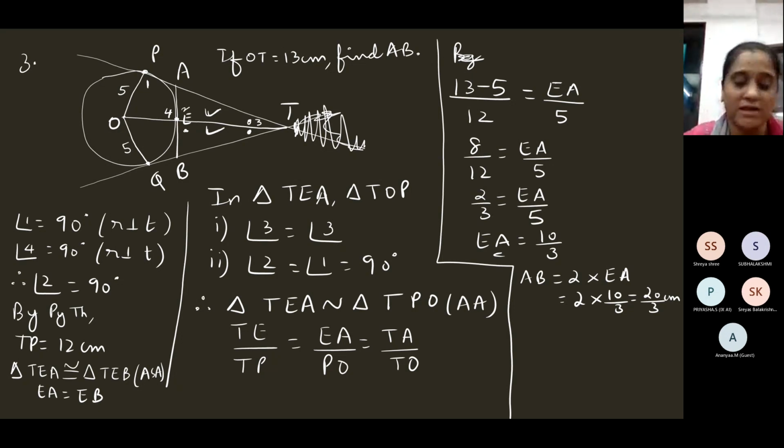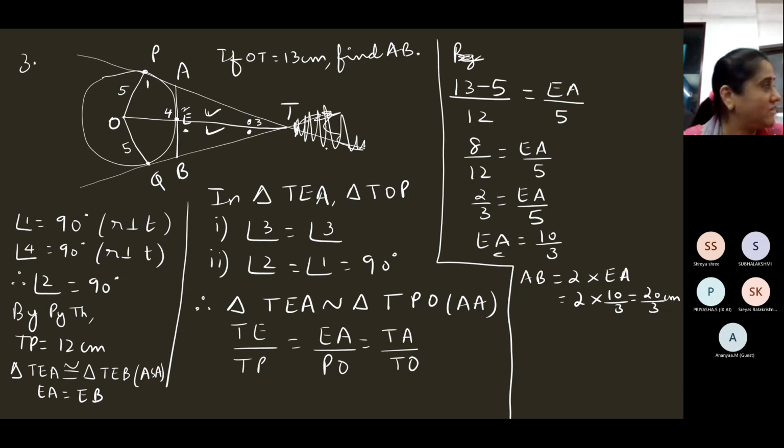Okay. So in triangle OPT, angle 1 is equal to 90 degrees. Okay, I'll leave you in this sum. Next sum I'll ask you, okay? So we apply Pythagoras theorem in triangle OPT and find PT. And then we know that OE is 5. Why OE is 5? Because it is the radius, so it is 5.